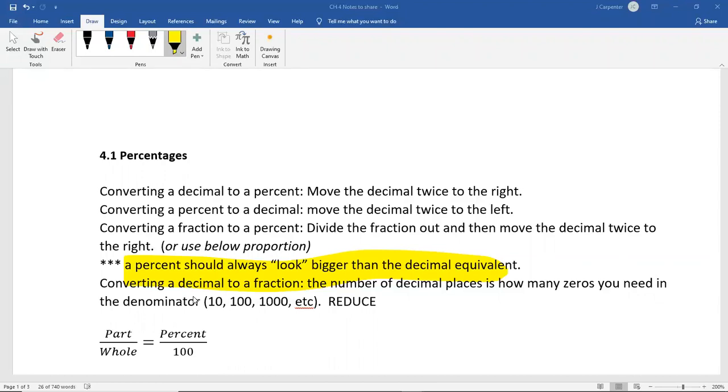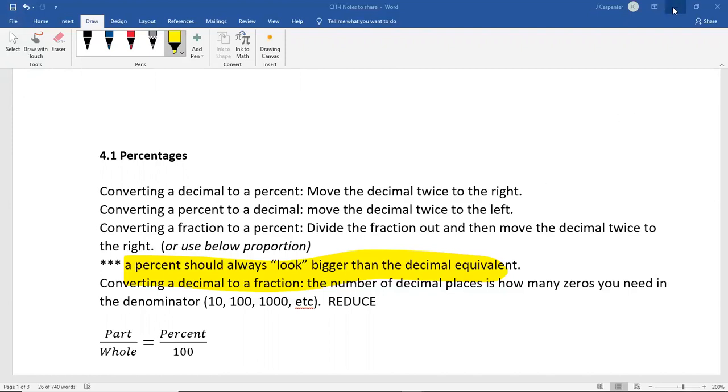Now, what about if I asked you to convert a percent to a fraction? Well, you go from a percent to a decimal by moving the decimal place, and then you do the thing I just said. So there's always a way to get from one of these three things to the other one, whatever you're supposed to be getting to.